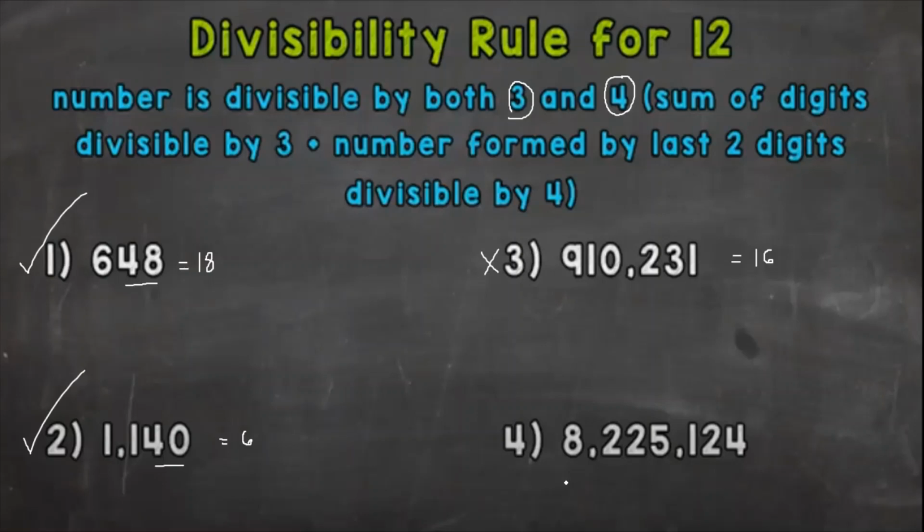We have here 8,225,124. Okay, so let us add all of its digits. So 8 plus 2 is 10. 10 plus 2 is 12. 12 plus 5 is 17. 17 plus 1 is 18. 18, 20, 24. 24 is divisible by 3. The answer is yes. And the last two digits here are 24. Then 24 as well can be divided by 4. So therefore, 8,225,124 is divisible by 12.